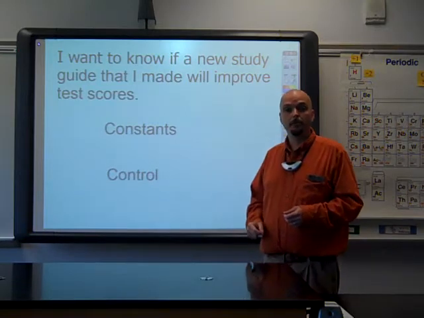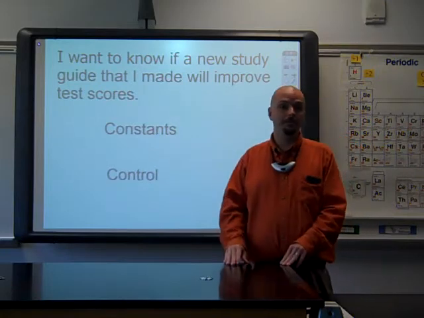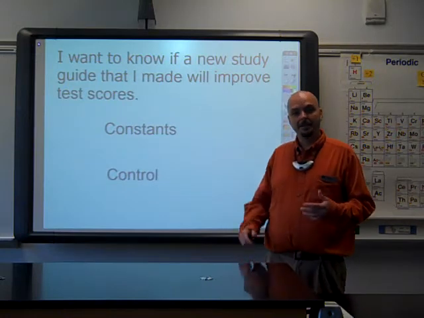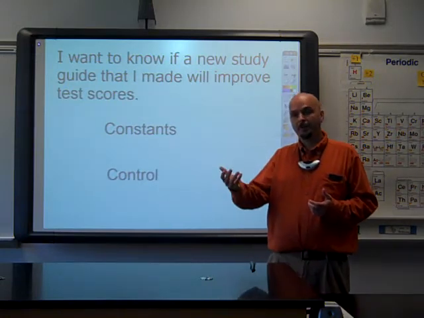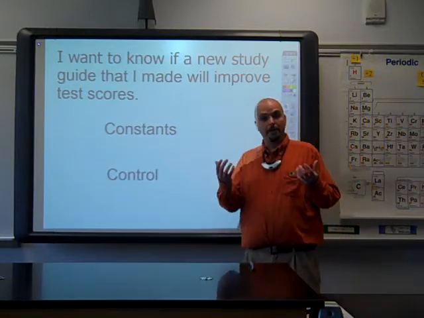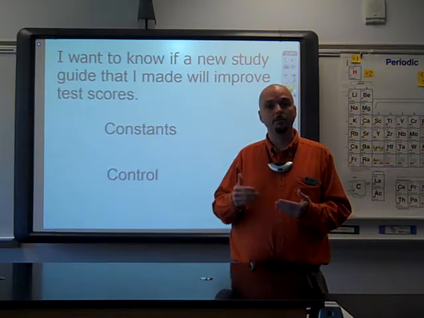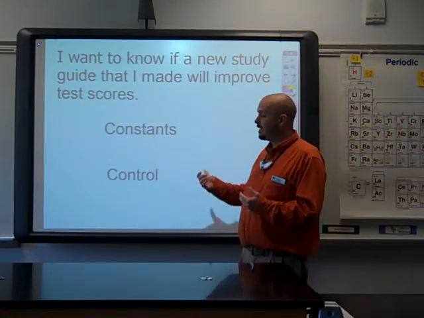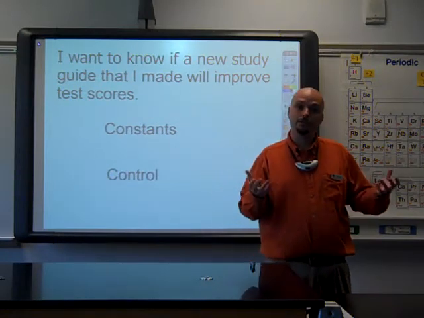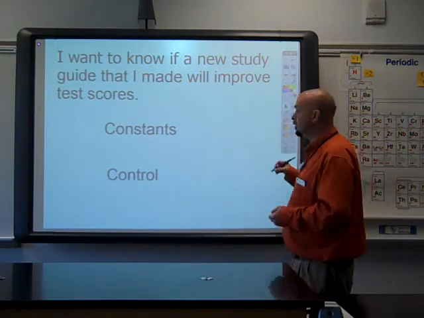I also need a control. I need something to compare my results to. I cannot give all my students the study guide. It'd be nice and I'd like to, but I can't. I have to take my group and split it in half. Half my group gets the study guide, half does not. Doing that, I have a way of comparing my results. If I gave everyone the study guide, I'd have no way of knowing if test scores improved or not. But by taking half the group and not giving them the study guide, I can compare the results to each other. I can look at the two groups side by side and have proof that a change occurred.